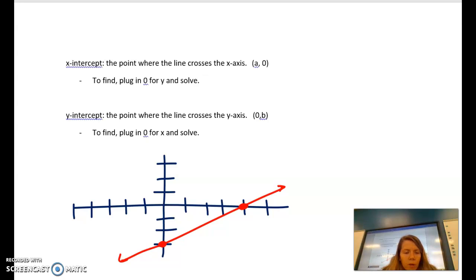All right, good morning. So we are going to go over a couple of things. So the first part we're going to talk about is x and y intercepts.